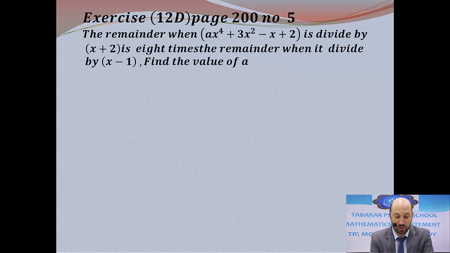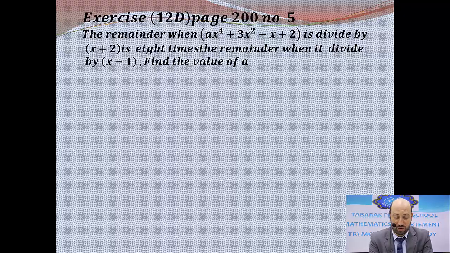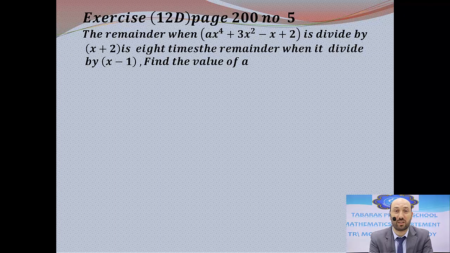And now for the last exercise in factor and remainder theorem, exercise 12D, page 200, number 5. The remainder when ax power 4 plus 3x squared minus x plus 2 is divided by x plus 2 is 8 times the remainder when it is divided by x minus 1. Find the value of a.